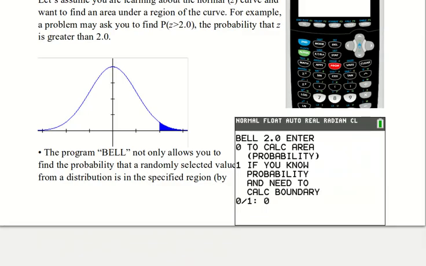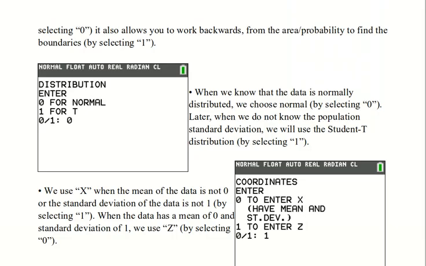The first thing that Bell asks you is whether you want to find the probability or you want to find the boundaries. Now, you find the boundaries when you already know the probability. So that's actually an inverse question. It's saying, I know the probability, but I want to know what interval around the mean gave me that probability. So Bell is already telling us that it can do inverse probability questions. So we select 0. And it also allows you to work backwards, that is from the area of the probability to find the boundaries by selecting 1. So we're going to enter 0.